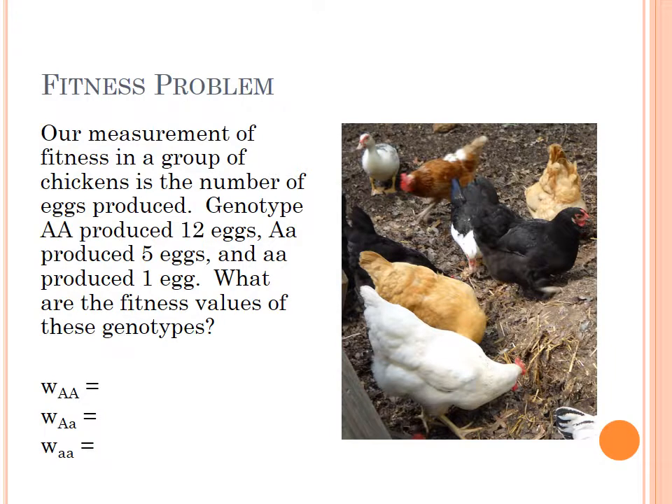Let's work out a W problem. Here we have chickens. We're going to measure their fitness by the number of eggs they lay. Genotype big A produces 12 eggs, big A, little a produces 5 eggs, and little a produces 1 egg. What are the relative fitness values? What is the fitness value of big A? 12 over 12, or 1. What about big A, little a? 5 over 12, good. And little a, 1 over 12. Isn't that so much nicer? Yeah, that's nice. Questions on that?